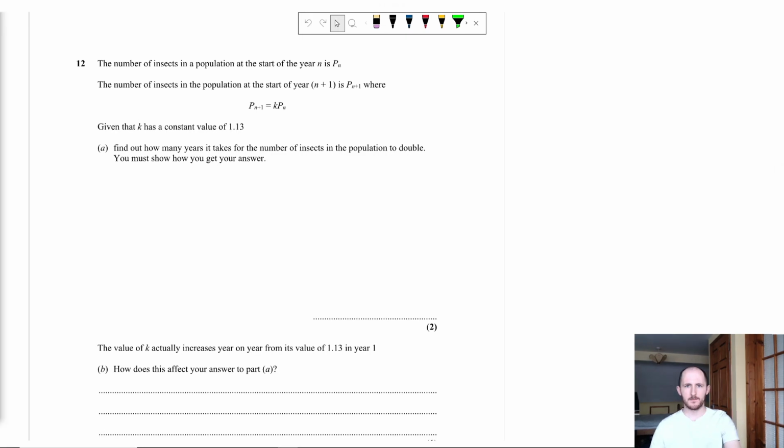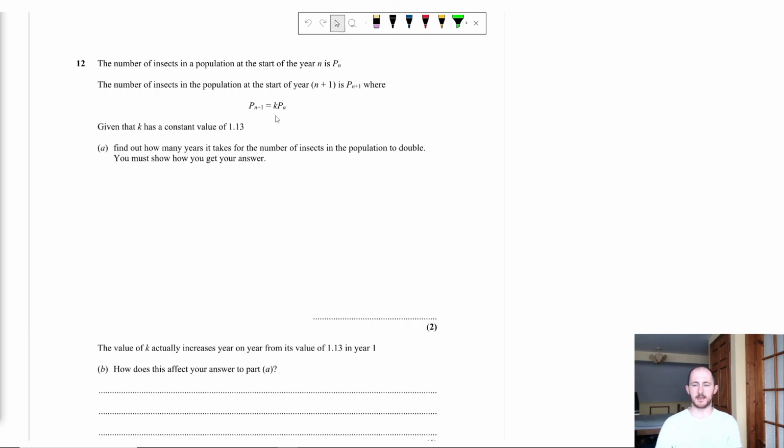Next question. With this question we have some iteration, however there is a little bit of a twist. It tells me the value of k. And it says, find out how many years it takes for the insects in the population to double. You must show how you get your answer. There's a few different ways to do this. They don't tell me the original number. So one thing you could do is sub in a number, say p is 1, and then see how many times you have to multiply it in order to get p equals 2, right?